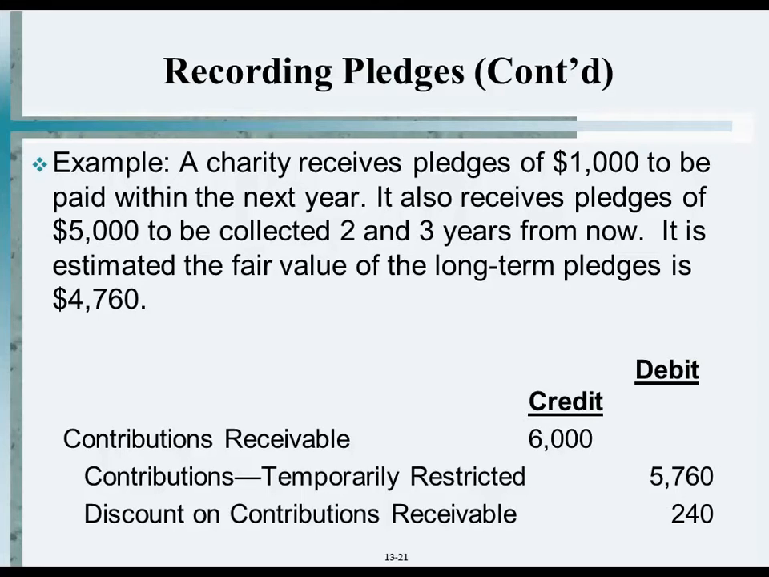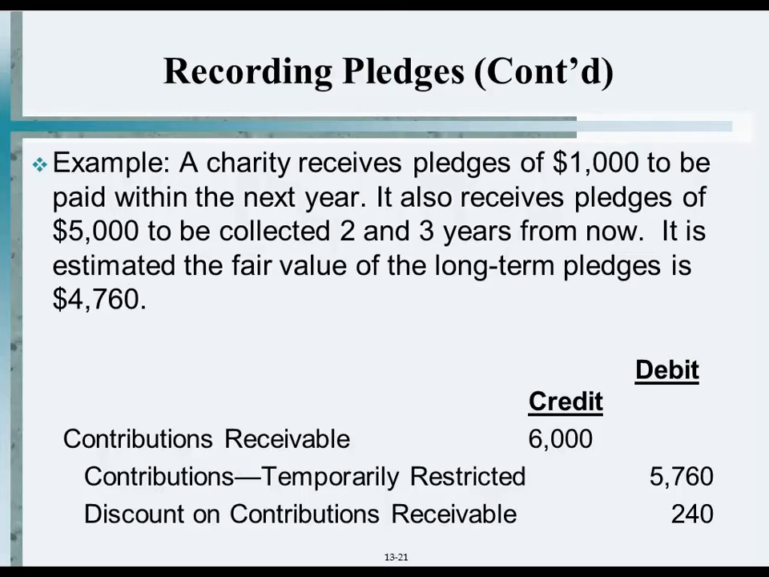5,760, and you might wonder, how did they come up with that amount? 4,760 plus $1,000 gives you 5,760. Then you might wonder, how did they come up with 4,760? That number was discounted. The 5,000 was discounted using a present value number based on their investment rate, 3, 4, 5%. So that $5,000 being collected in years 2 and 3 from now is equal to 4,760.